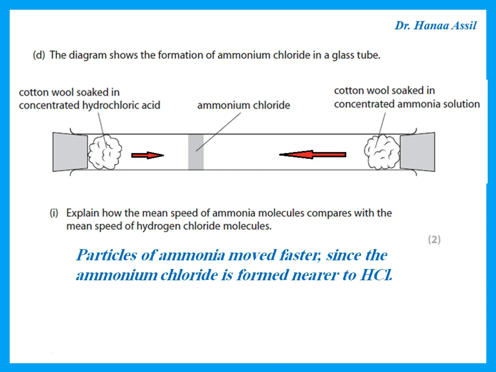So ammonia has a total molecular mass of what? 14 plus 3, that's 17, while the HCl has a total molecular mass of 36.5. So the one with lower molecular mass, which is the ammonia, will diffuse faster. Of course, they're moving by diffusion, and that means they meet nearer to the HCl. And when the ammonia meets with HCl, it forms a white solid of ammonium chloride.